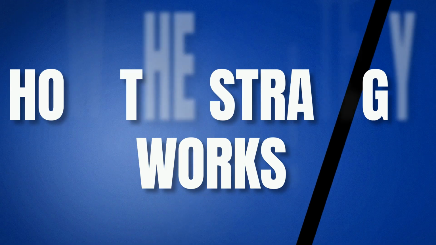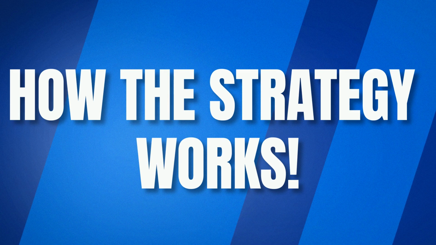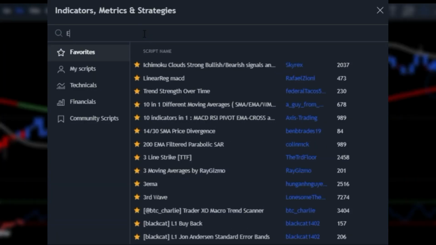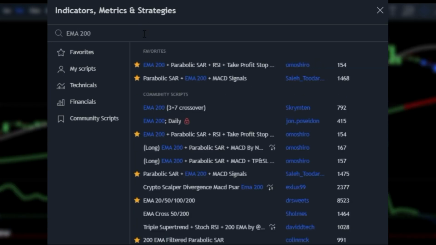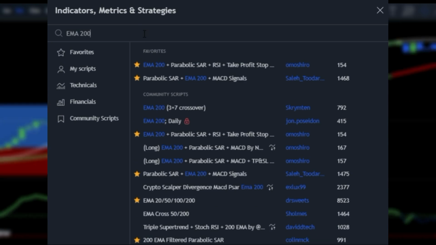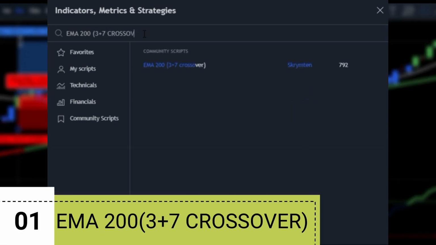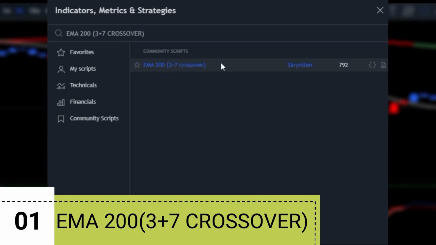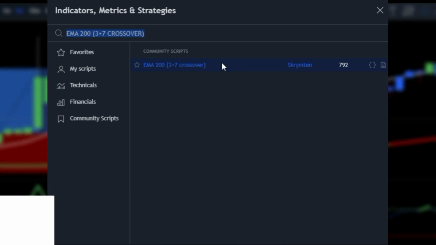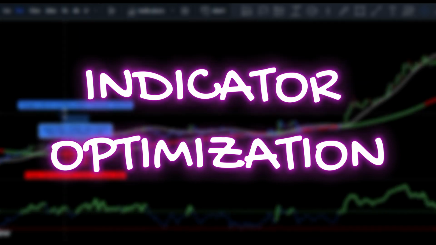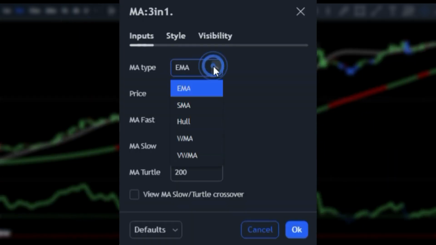Let's dive into the mechanics and potential of this strategy to understand how it can benefit traders in the dynamic cryptocurrency, forex, or stocks market. Our first step is to add the EMA 200 3+7 crossover indicator to our chart. Now, to make sure this indicator fits perfectly with our strategy and chart, let's walk through some optimizations together.